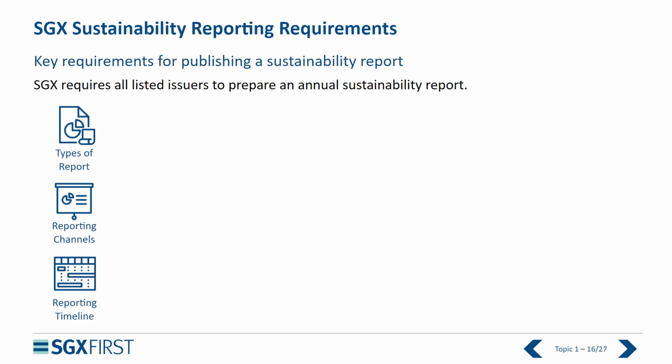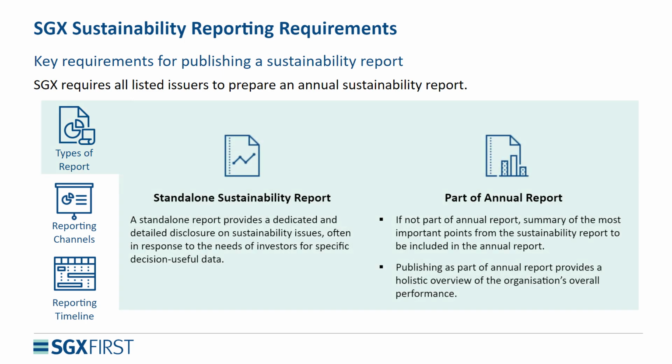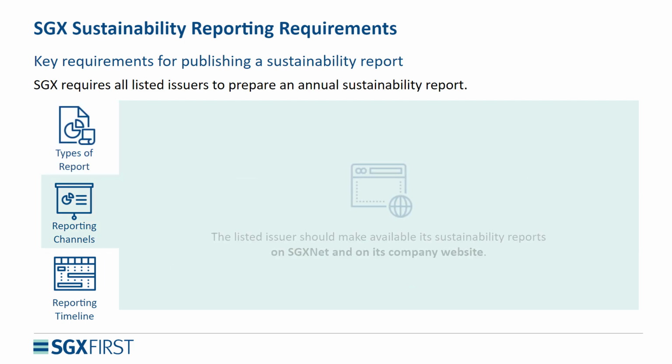SGX requires all listed issuers to prepare an annual sustainability report. The sustainability report can be published as a standalone sustainability report or as part of the annual report. If an issuer chooses to publish a standalone sustainability report, a summary of the most important points from the sustainability report must be included in its annual report. The listed issuer should make available its sustainability reports on SGXNet and on its company website.